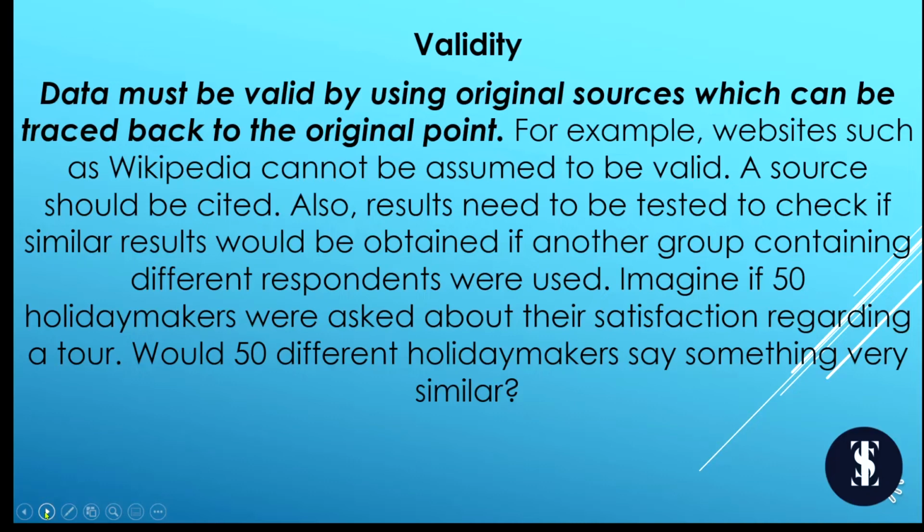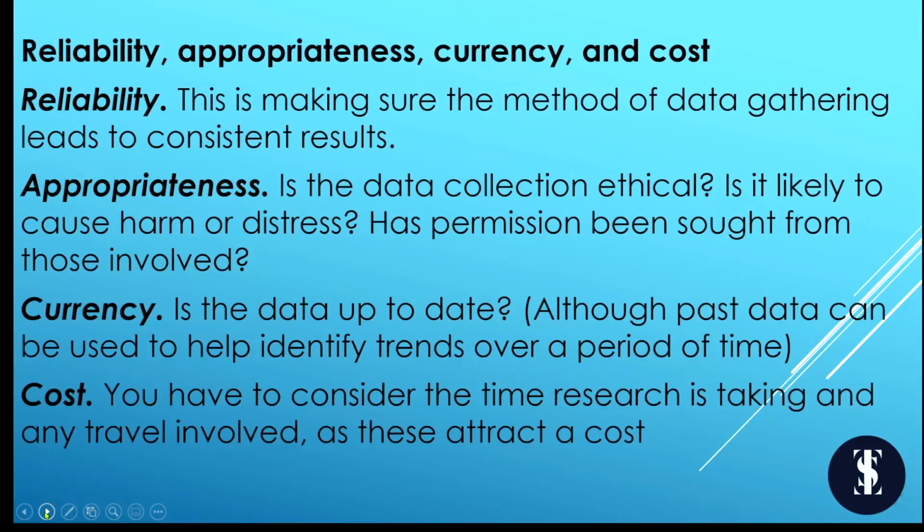So, for example, websites such as Wikipedia cannot be assumed to be valid. A source should be cited, and also results should be tested to check if similar results will be attained if another group containing different respondents were used. So imagine 50 holidaymakers asked about their satisfaction regarding a tour. Would 50 different holidaymakers say something very similar? Reliability, making sure the method of data gathering leads to consistent results.